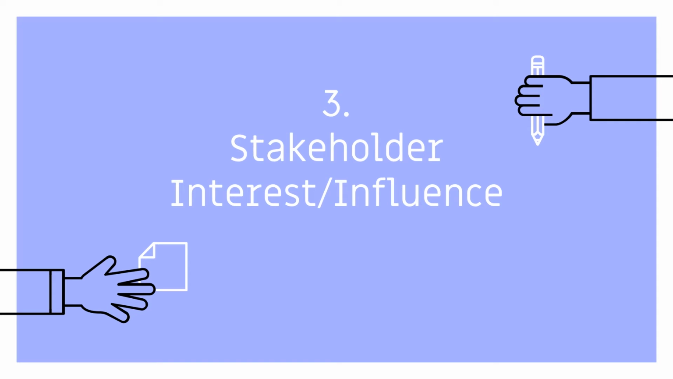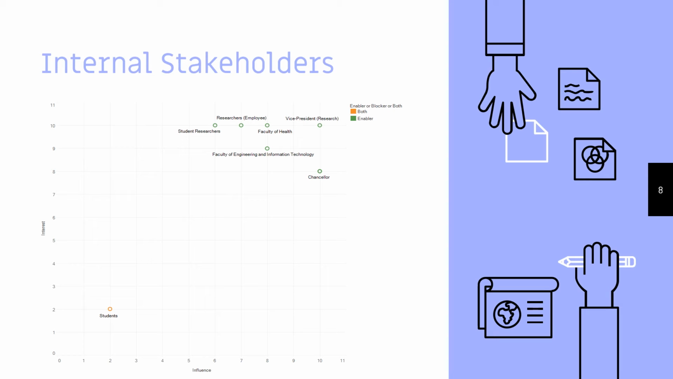So next, I conducted an interest/influence matrix of stakeholders. So as you can see from this, for internal stakeholders, most have been identified as having strong influence and interests, and that's because they have either a direct managerial impact or vision alignment with the proposed strategy.